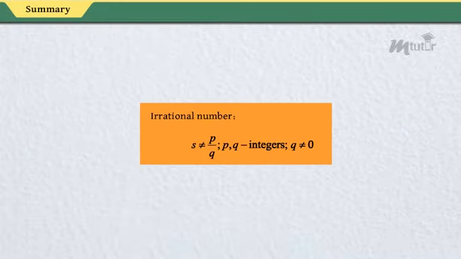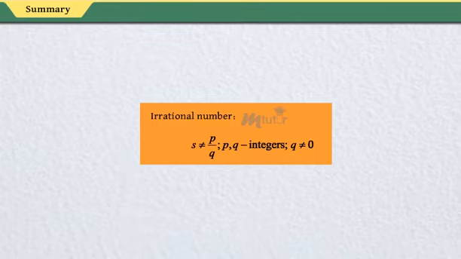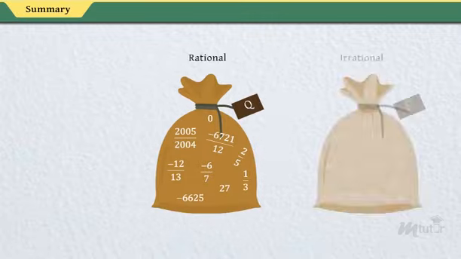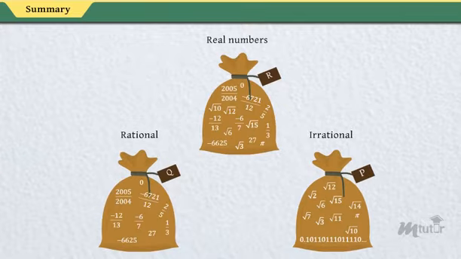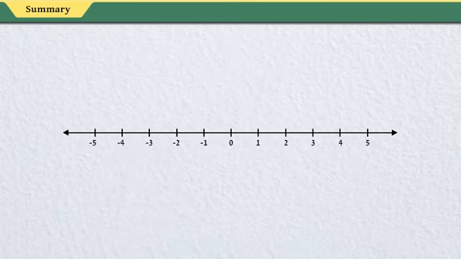A number is called irrational if it cannot be written in the form p by q, where p and q are integers, and q is not equal to 0. The collection of all rational numbers and irrational numbers together makes up what we call the collection of real numbers, which is denoted by r. Thus, every real number is represented by a unique point on the number line.